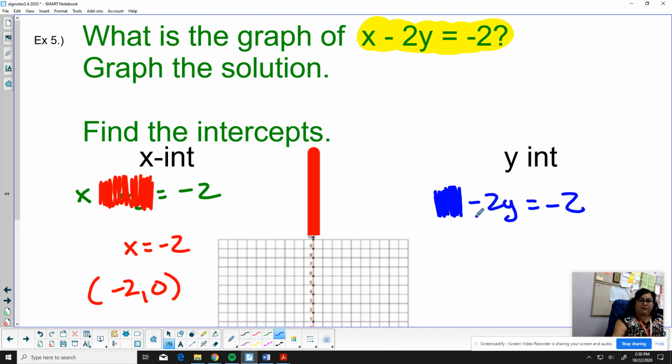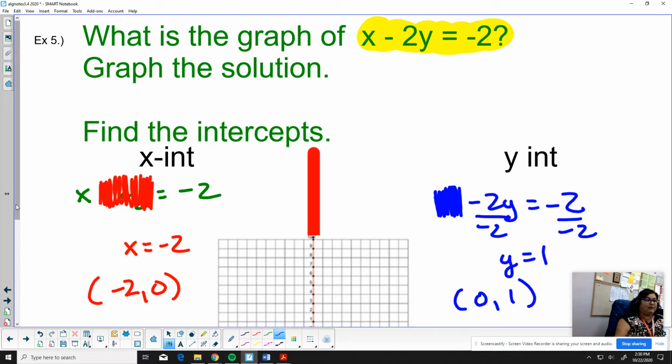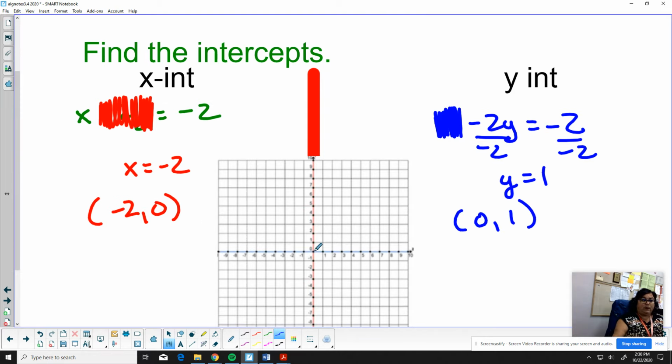So now I can divide both sides by -2, and y is 1. So now if I go to graph those two, 0, 1 would be up 1, and -2, 0 would be left 2. So my answer looks like this. If you got that right, give yourself a pat on the back. Good job. Okay?